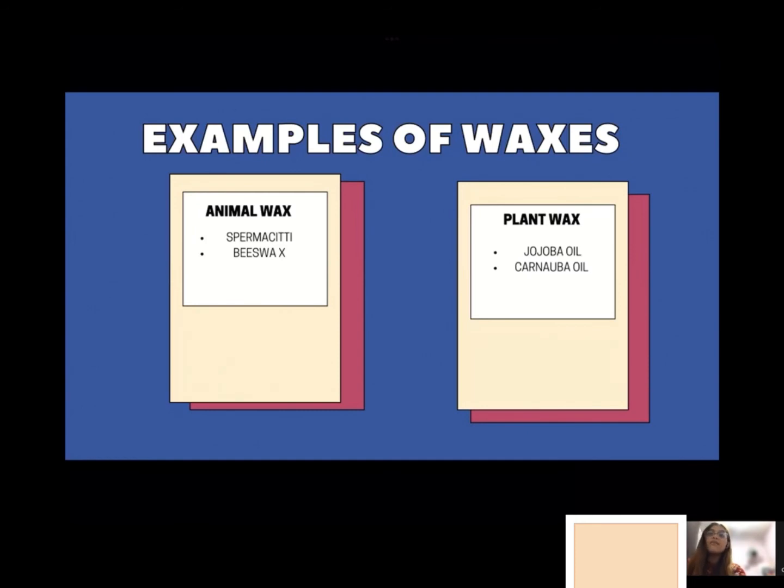For the plant wax, we have jojoba oil and carnauba wax that are used in candles, varnish, polish, and sometimes used as a substitute for beeswax. So those are the three classifications of lipids. That would be all.